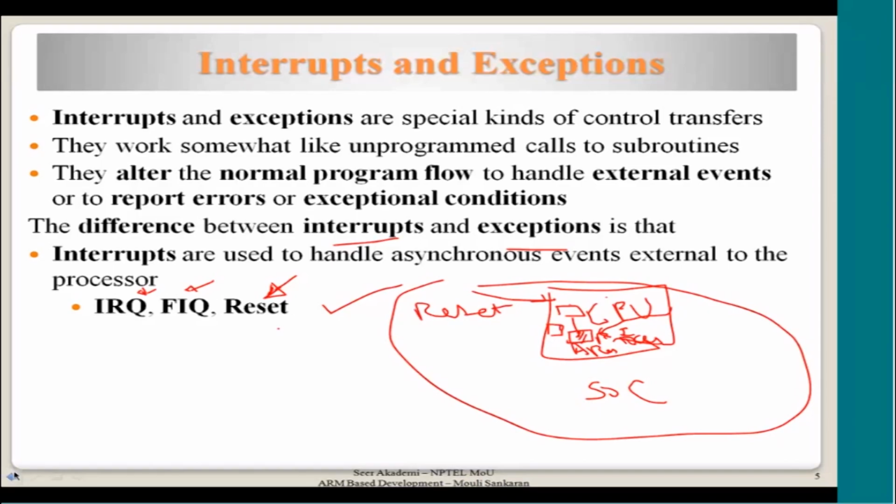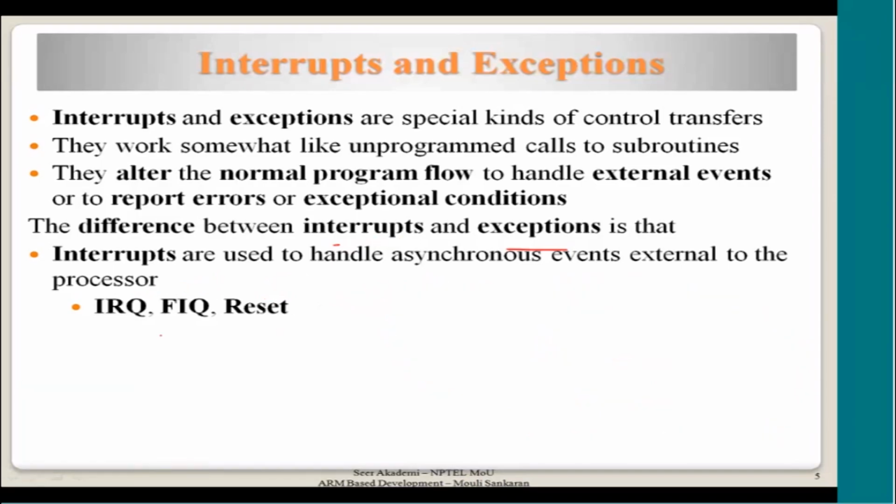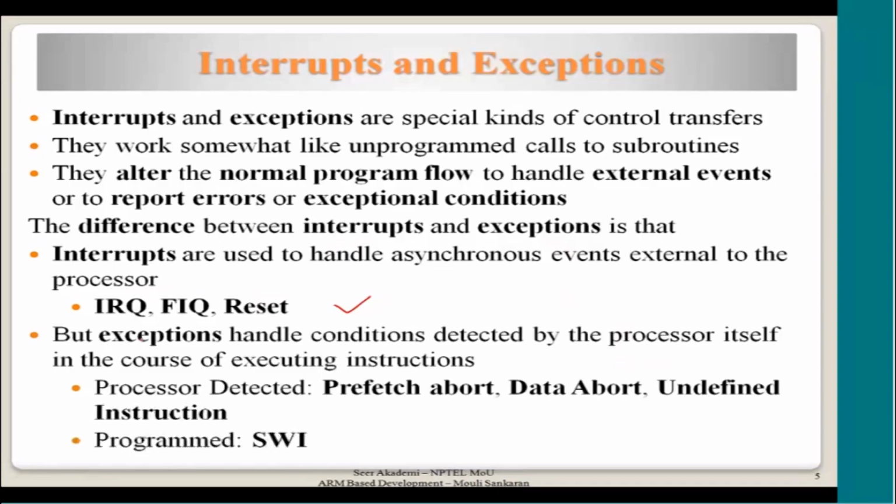A signal is generated by them, which generates the interrupts. Whereas exceptions are the conditions handled and detected by the processor itself. This is a condition detected by the processor which is executing the instruction. It could be a prefetch abort.